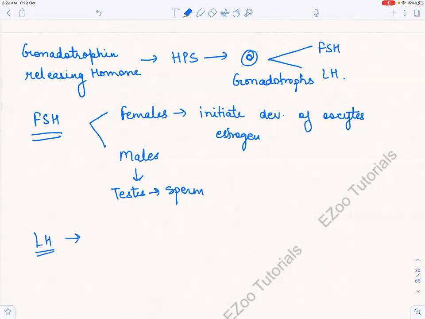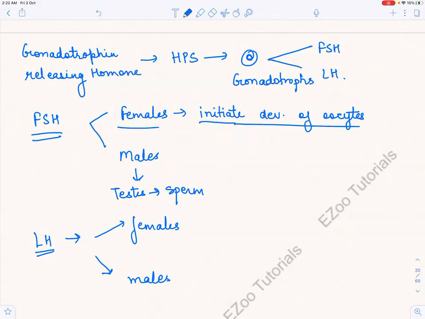What will the luteinizing hormone do in females? Now again, let us see in the females and in the males. So we saw FSH, follicle stimulating hormone, in females: it will initiate the development of oocytes, and it will also induce ovarian secretion of estrogen. Okay? You have to remember oocytes and estrogen. In males, it means it stimulates the testes to produce sperm.